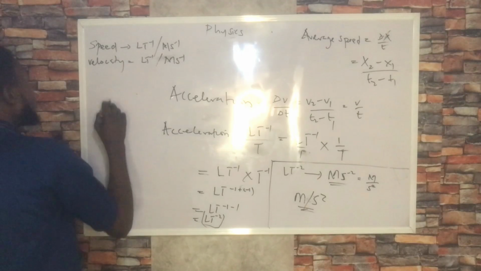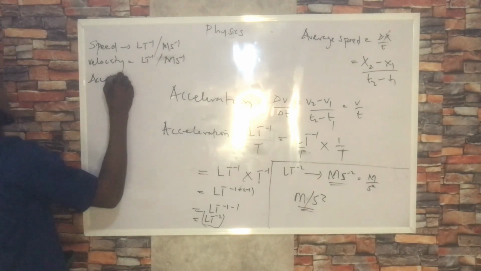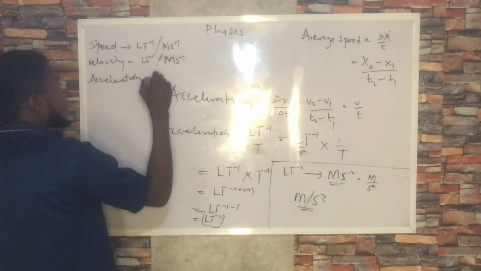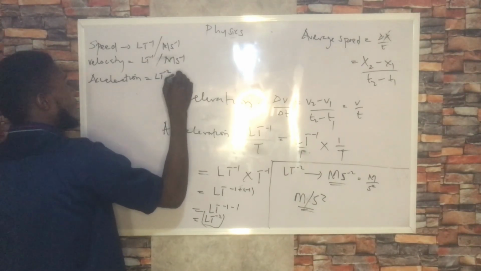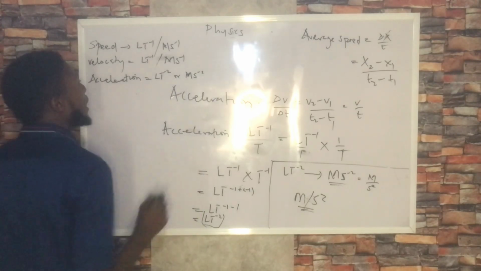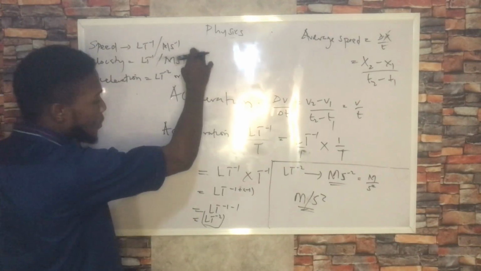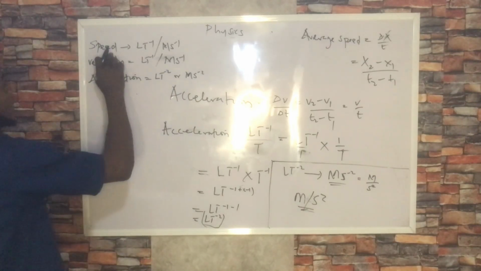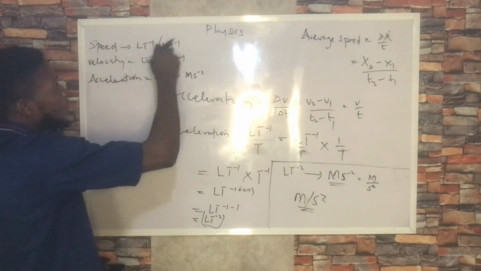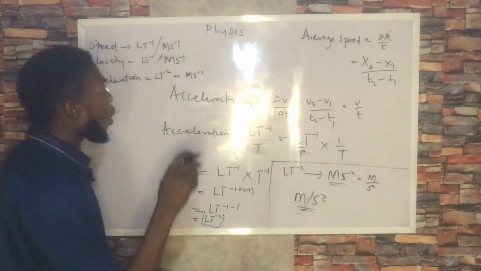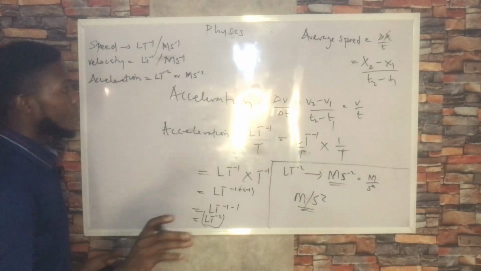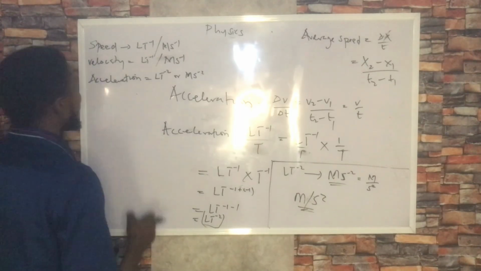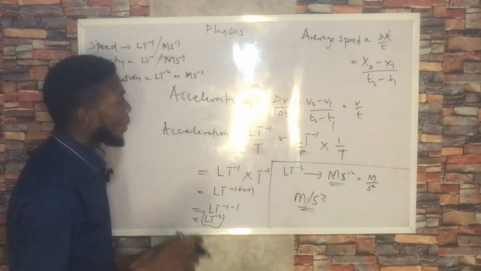So acceleration in that sense is given as what? LT raised to minus 2 or ms raised to minus 2. For speed, we say meter per second. For velocity, meter per second. What this means is that speed is simply the rate of change of distance with respect to time, or per second, or per time, or in a specified time interval. That is the meaning. So acceleration is given as LT raised to minus 2 or ms raised to minus 2.